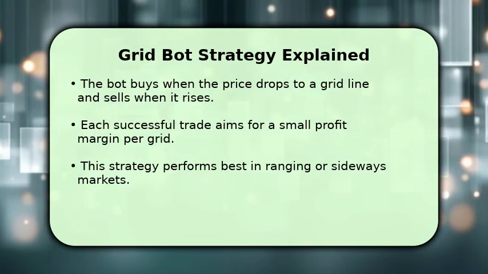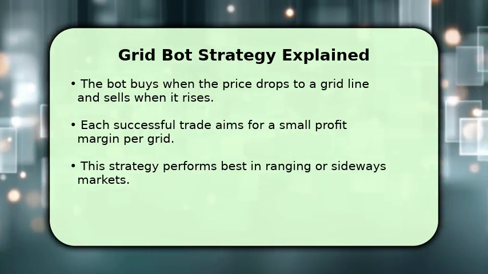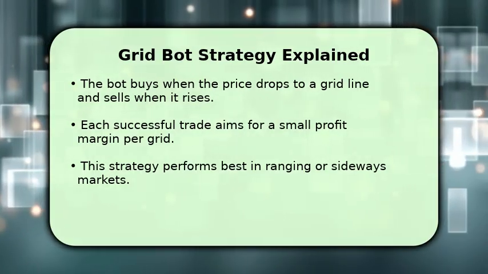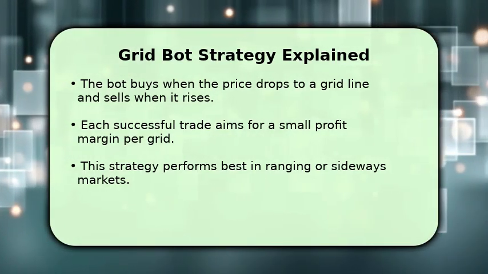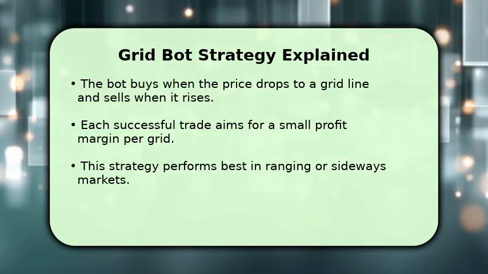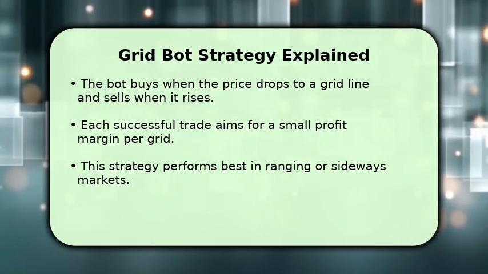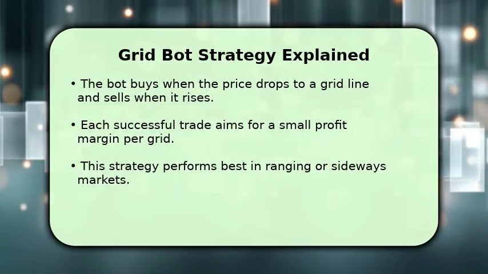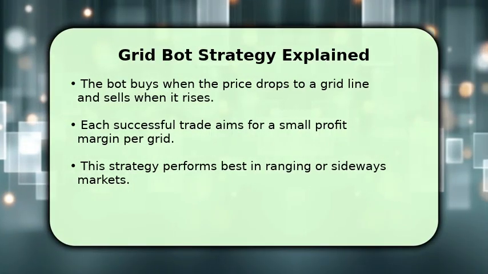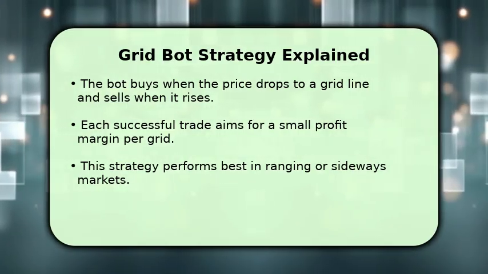The core strategy of a grid bot is quite straightforward. When the price falls to a buy grid line, the bot automatically places a buy order. Conversely, when the price rises to a sell grid line, it executes a sell order. Each successful cycle aims to capture a small profit from the price difference between these grid lines. This method thrives in ranging markets where prices move within a defined channel. However, it's less suitable for strong, sustained trends without careful adjustments.